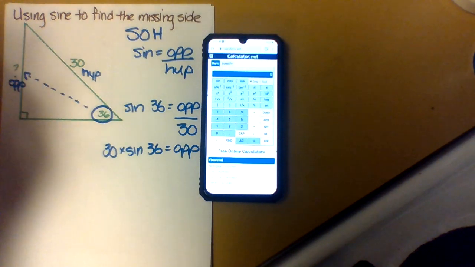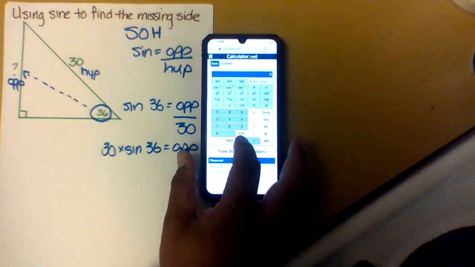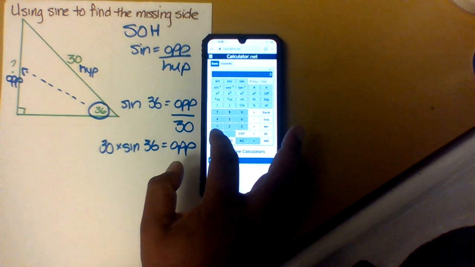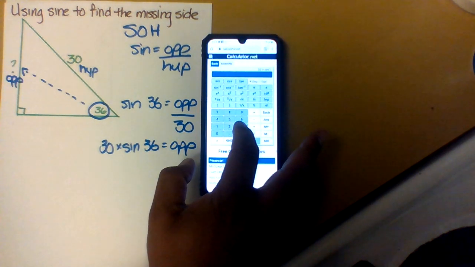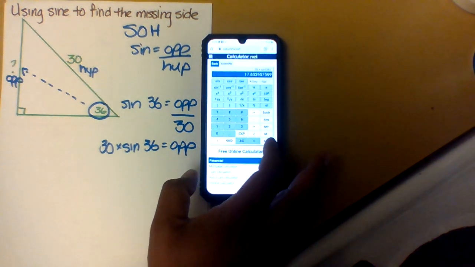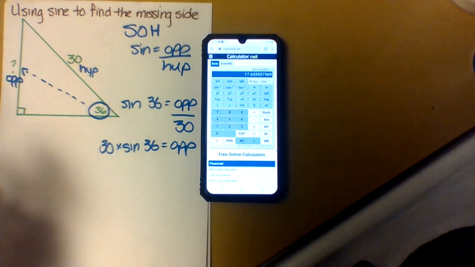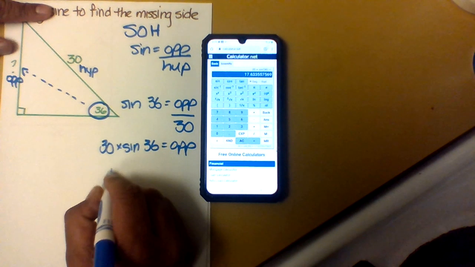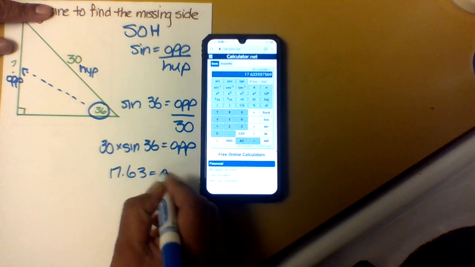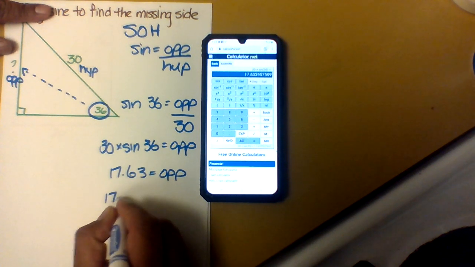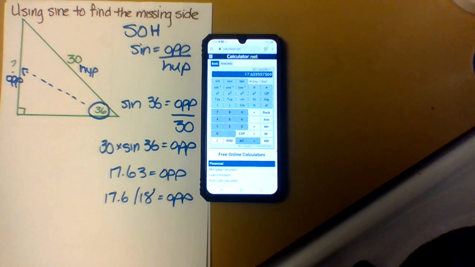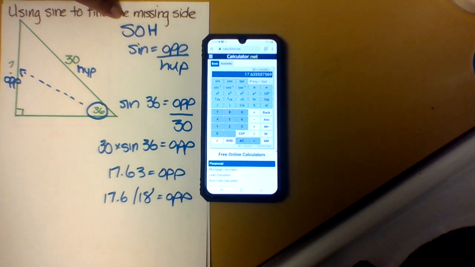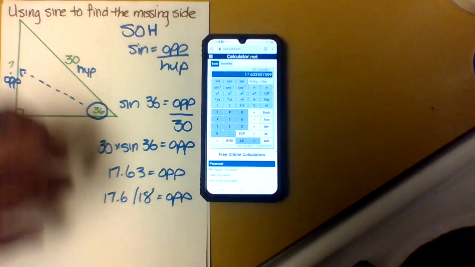Back to our trusty calculator, I'll just bring it a little closer. Hopefully you can see it there, so we'll clear this. So 30 times the sine of 36, close bracket, equals 17.63. So it's going to be either 17.6 or 18 would be your acceptable answer. All right. Now that's how we figure out the missing side if we don't know the opposite side.